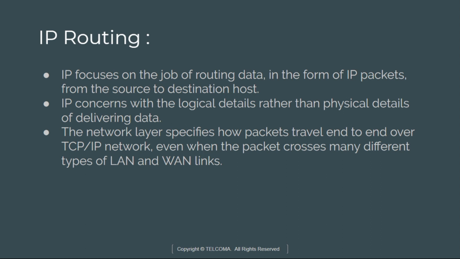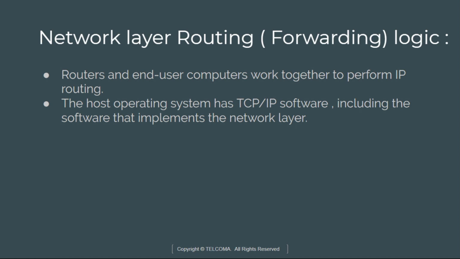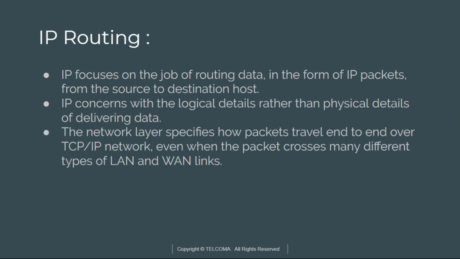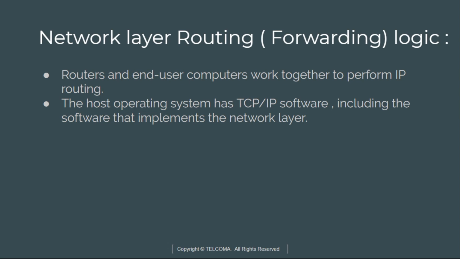The network layer specifies how packets travel end to end over a TCP/IP network, even when the packet crosses many different types of LANs and WAN links. Here, the IP addressing rules help to make IP routing much more efficient by grouping addresses into subnets. Then we have network layer routing or forwarding logic. Here, we have routers and end user computers, which are hosts. They both work together and perform IP routing.